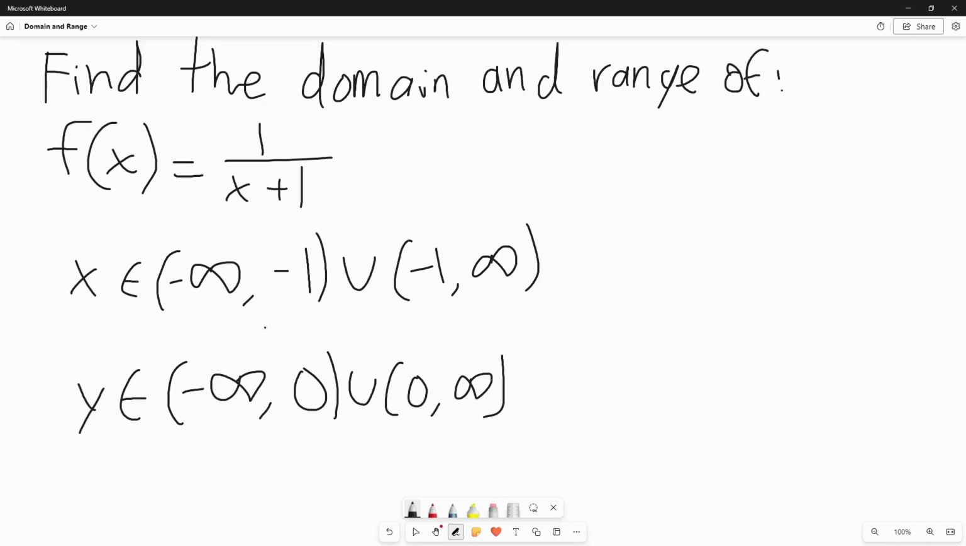And that's the domain and range of this function. It's pretty easy to figure out. You don't need to draw the graph out or anything. You can just think about it yourself. So everything that I just explained and all the problems that I went through should teach you everything that I need to know about domain and range and how to figure them out.